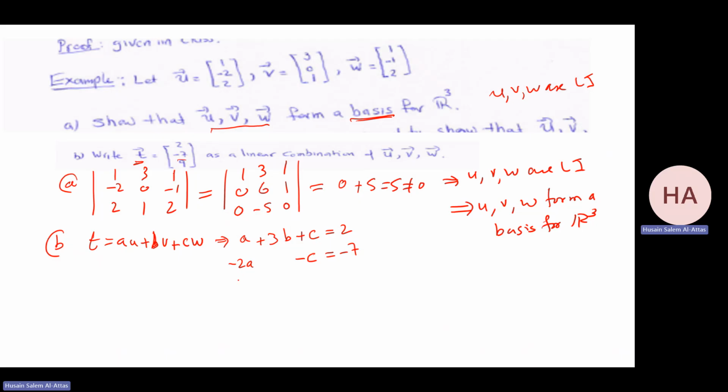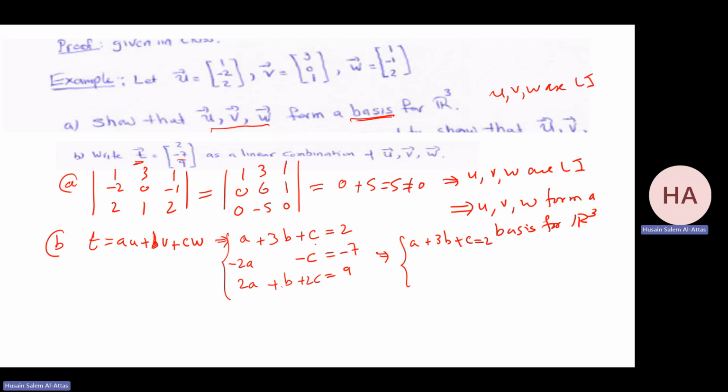The third component: 2A plus B plus... The third plus 2C is equal to 9. And to solve this system, we know how to do that. You can do it this way or with Gaussian elimination, the way you like.